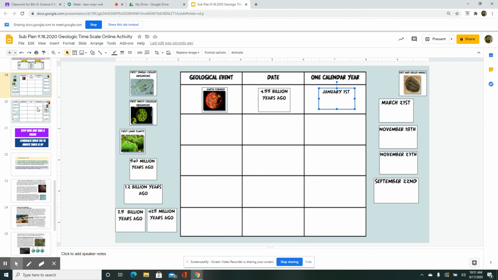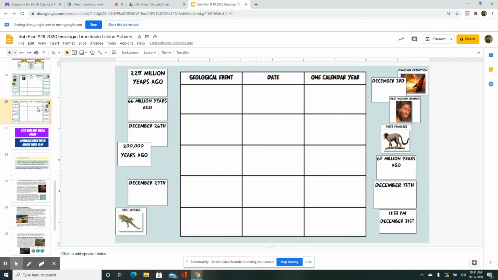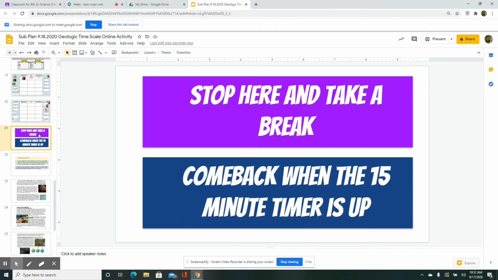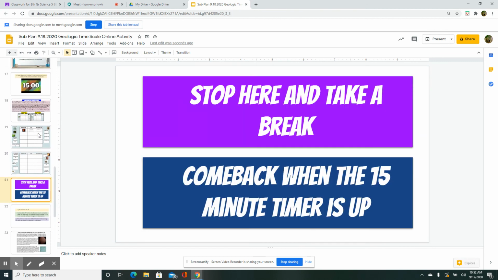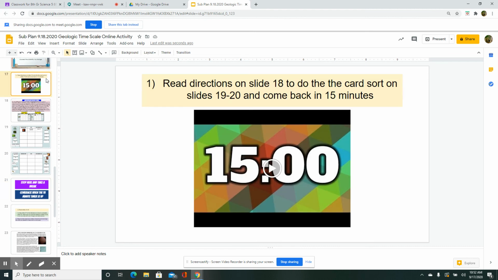That's the first half of geologic time, and this is the second half. So I rearranged these cards too. Come back here in 15 minutes when this timer is up. Thank you.